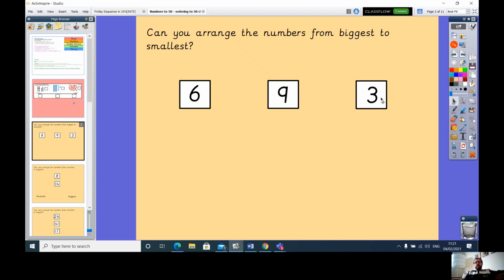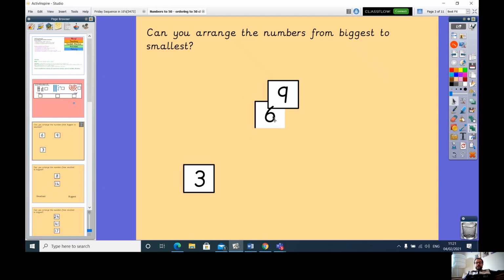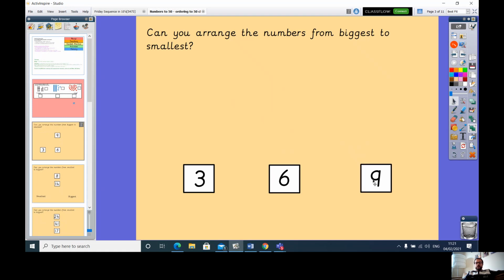Now we could simply use our counting skills to work out which is the smallest. So let's count. 1, 2, 3, 4, 5, 6, 7, 8, 9. So we've ordered these numbers starting with the smallest one here, and as we go across they get bigger and bigger, and at the end we have the biggest number.